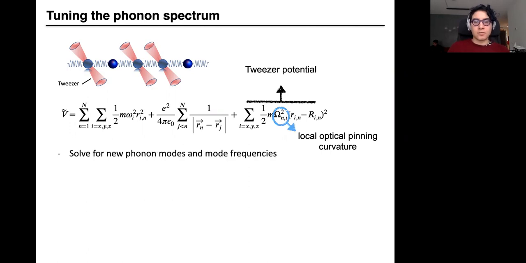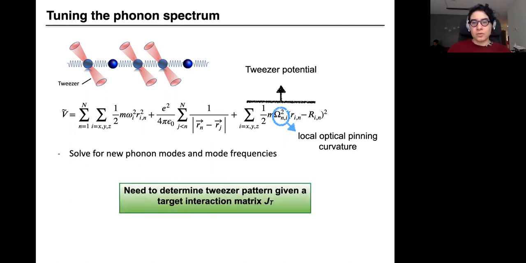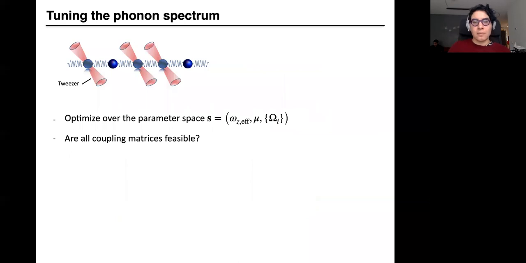So now we solve for the new phonon modes and the new mode frequencies, but also we keep in mind that the tweezer that we apply locally is tunable. So we can apply different potentials at different locations in the lattice. And then we want to have a target interaction matrix and find the tweezer pattern that generates that target interaction matrix.